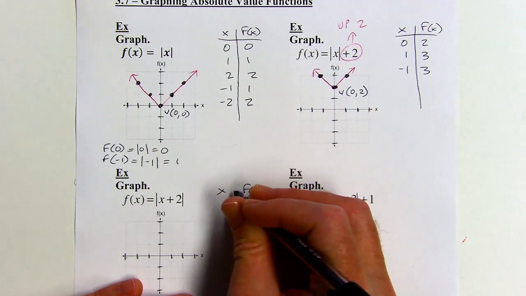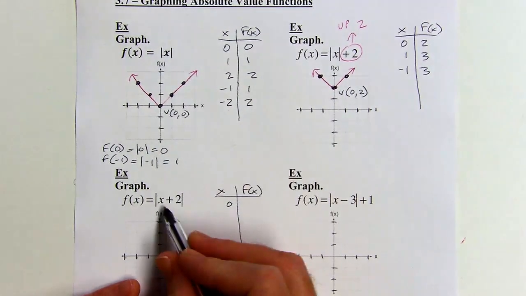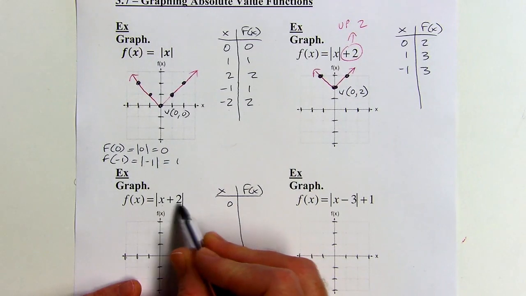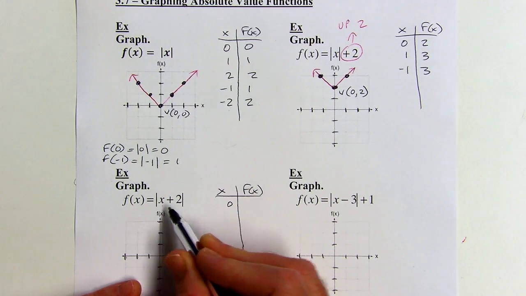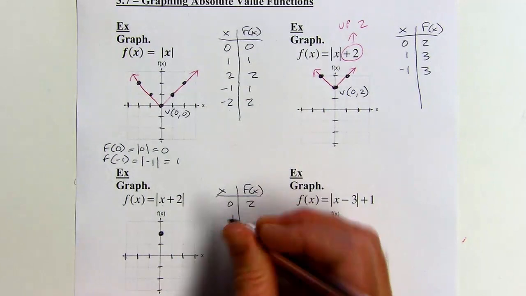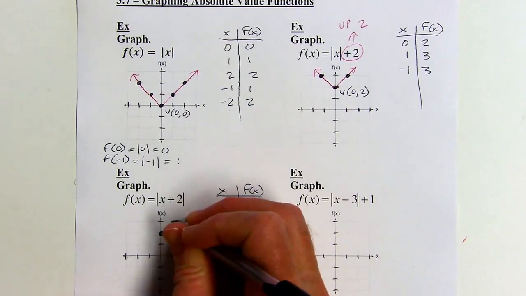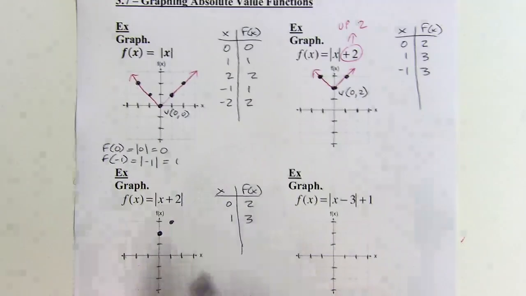I really need to find the vertex. That's the key. So let's start plugging some values in. When I plug in 0, I'll have 0 plus 2 inside there, so the absolute value of 2 is 2. All right, so 0, 2. When I plug in 1, I'm going to have the absolute value of 3, which is 3. So far, it looks just like the last one.